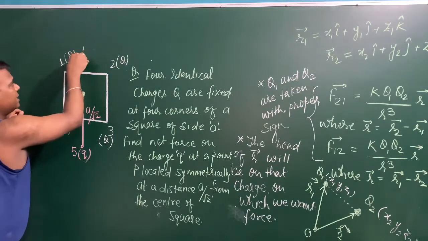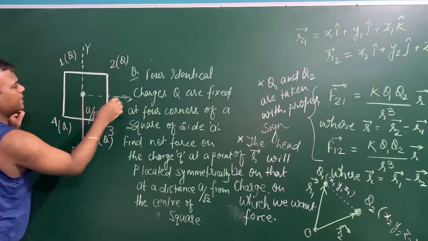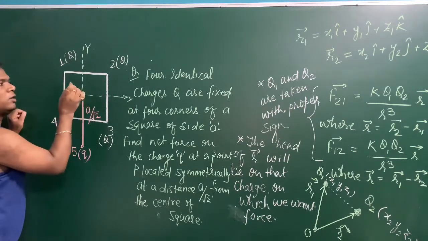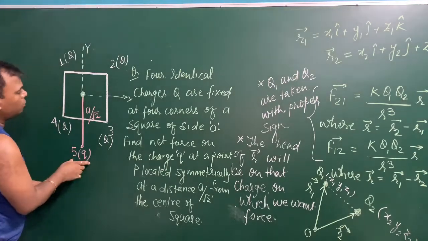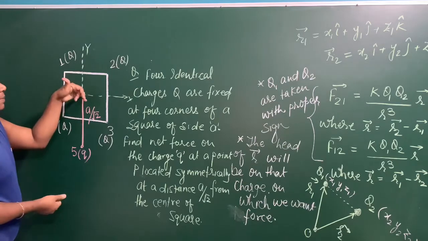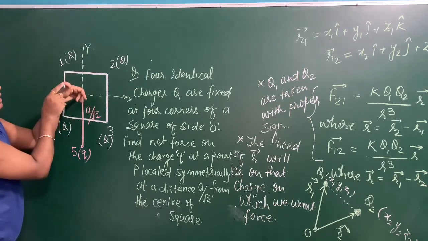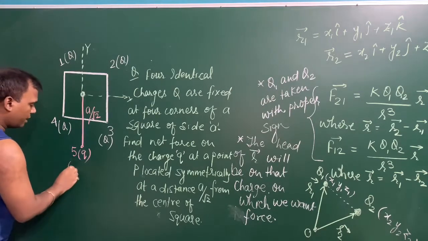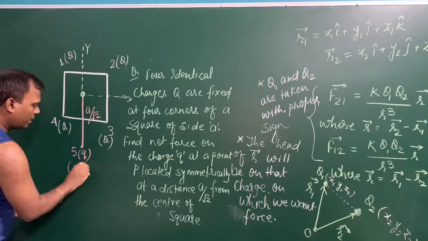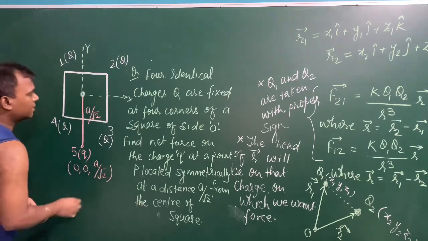So along this direction is the y-axis and this is the x-axis, and the z-axis is along this direction, and the fifth charge, suppose this is the perpendicular distance. This is the perpendicular distance a by root 2, and this is the point where charge small q is located. So the coordinates of charge q: x coordinate will be 0, y coordinate will be 0, and z coordinate will be a by root 2.